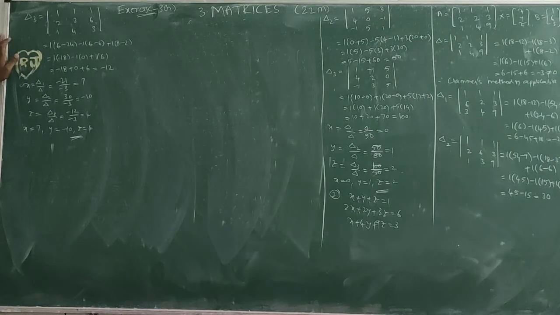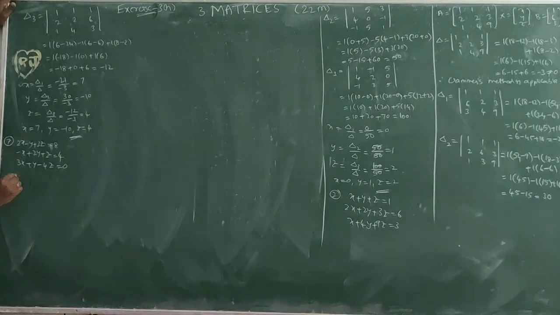Next we will discuss one more problem. 7th question I want to discuss. 2x minus y plus 3z equal to 8. Minus x plus 2y plus z equal to 4. 3x plus y minus 4z equal to 0. So this is the given system we need to solve.